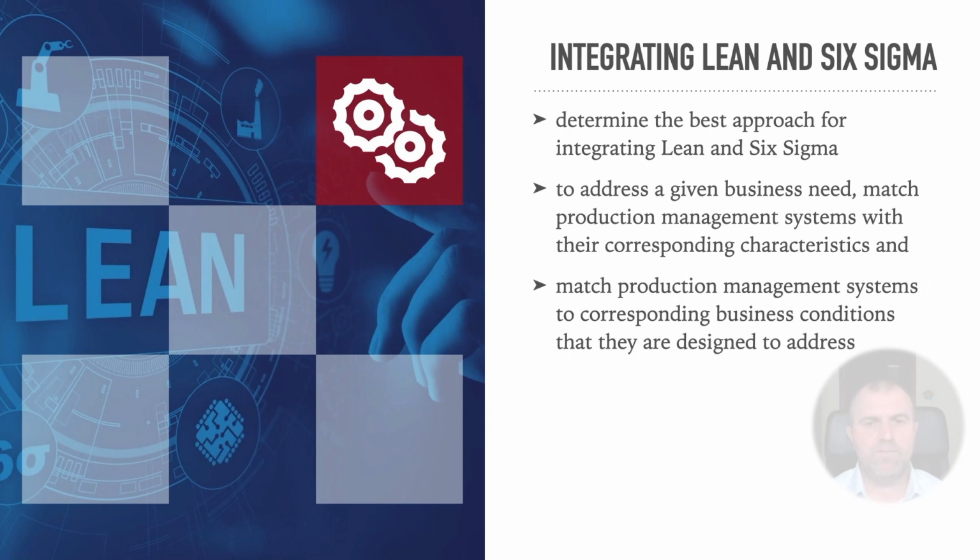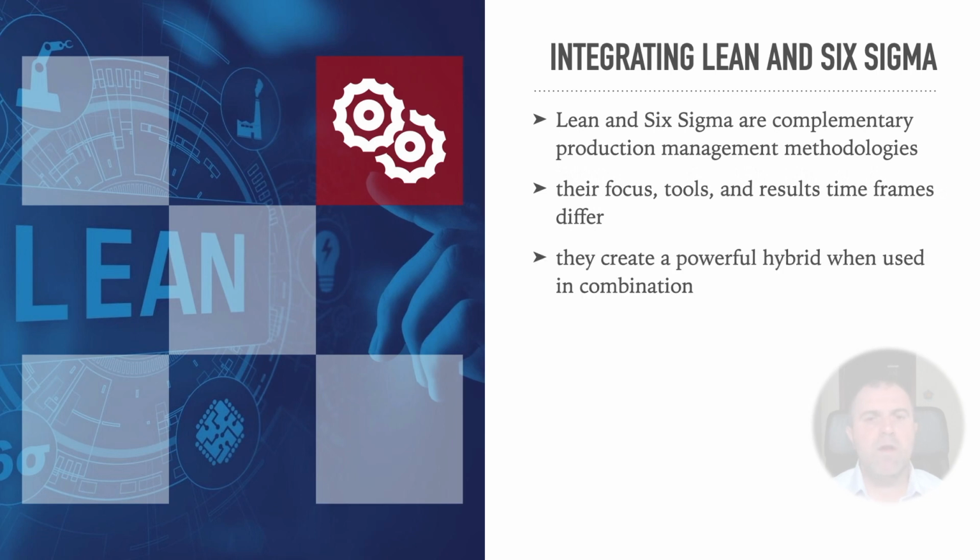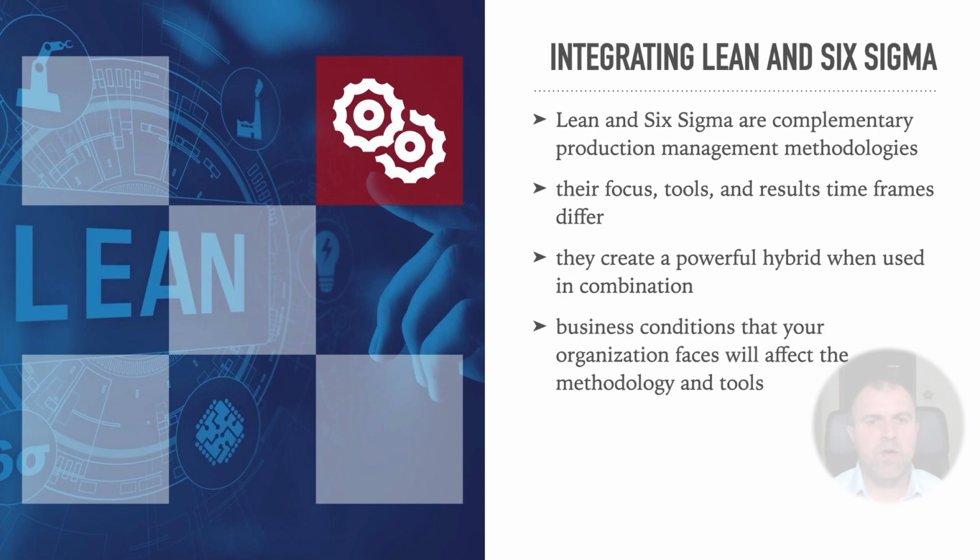designed to address. Lean and Six Sigma are complementary production management methodologies with many important similarities. Although their focus, tools, and results time frames differ, they create a powerful hybrid when used in combination. The unique business conditions that your organization faces will affect the methodology and tools that you choose.